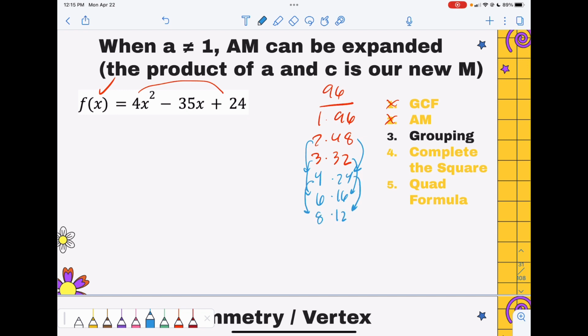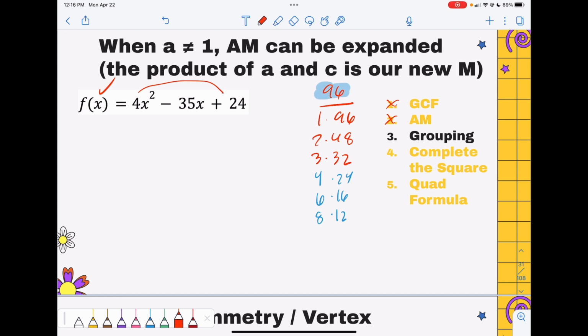9, I don't think 9 goes in. No, it's not part of the 9 times tables. 10 doesn't go in, 11 doesn't go in, and then I'm back to 12. So what I have right now are all the factor pairs of 96 that are integer values, which is what I care about. And I'm looking for one that will give me negative 35 with a positive 96 product.